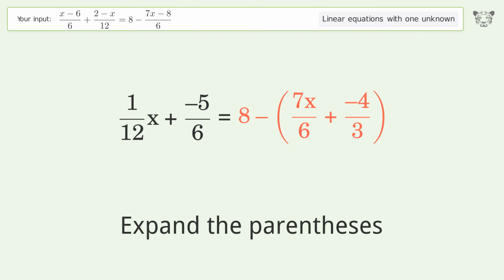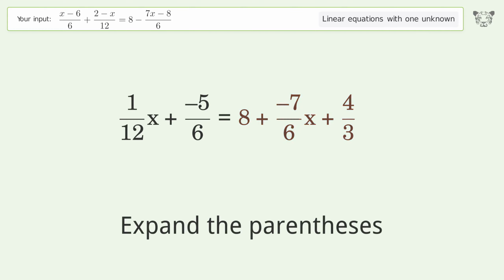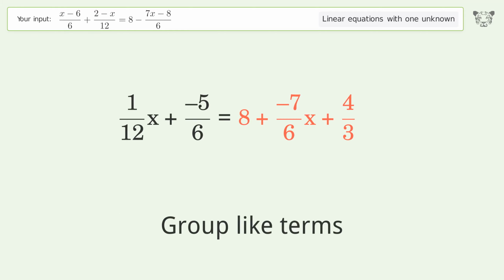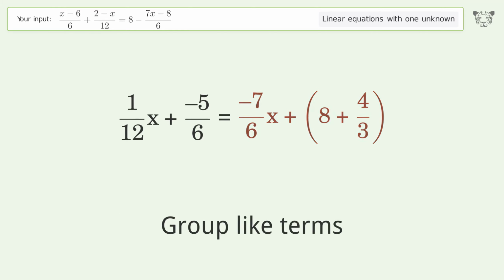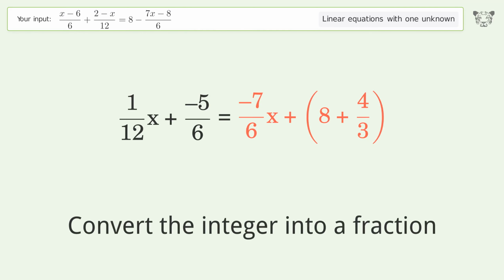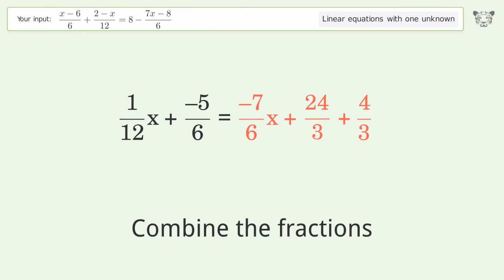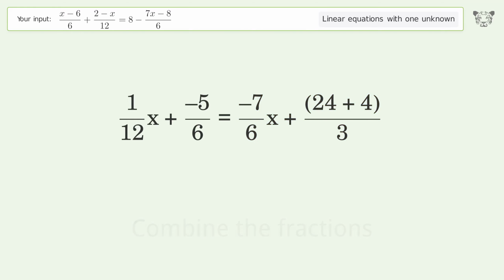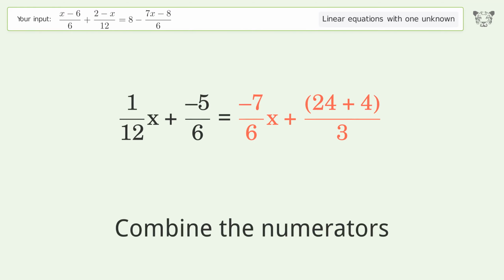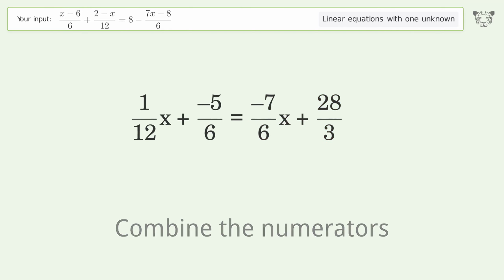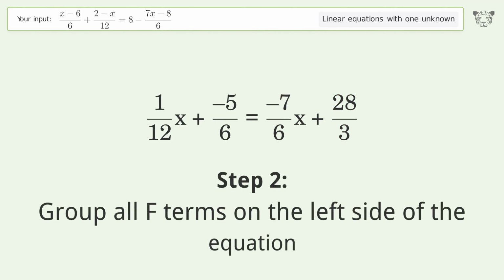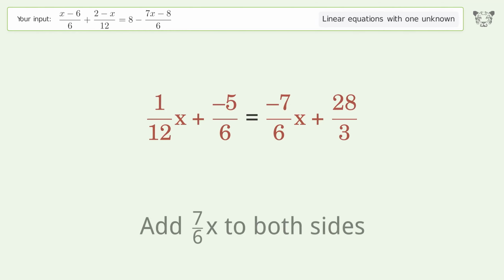Expand the parentheses. Group like terms. Convert the integer into a fraction. Combine the fractions. Combine the numerators. Group all x terms on the left side of the equation. Add 7/6x to both sides.